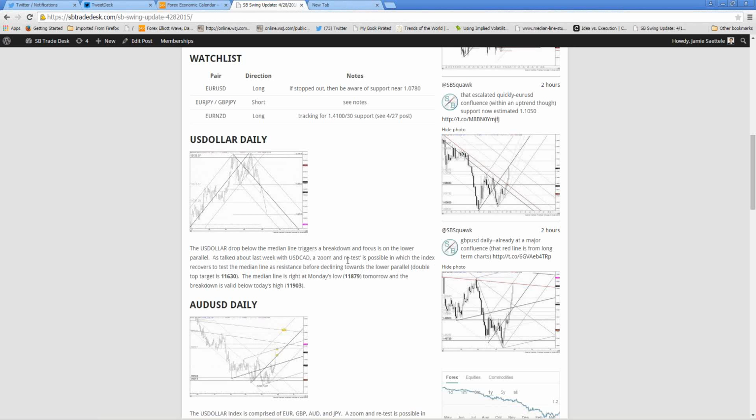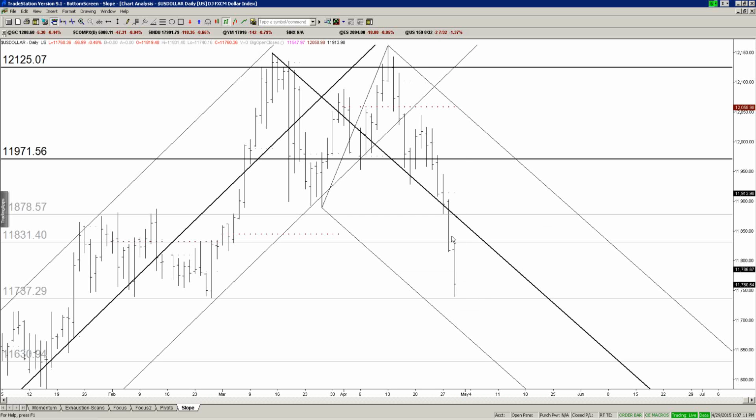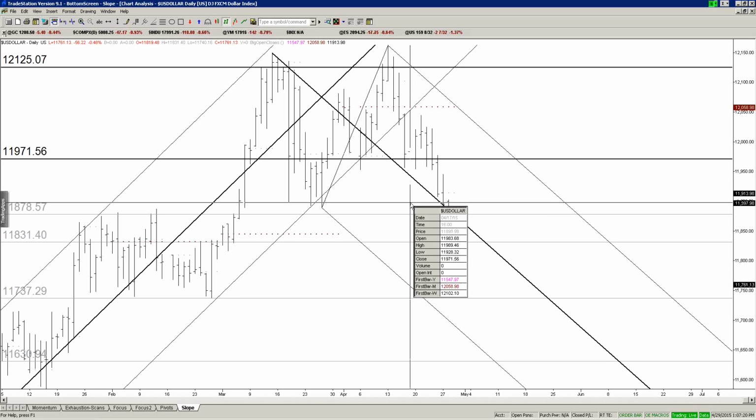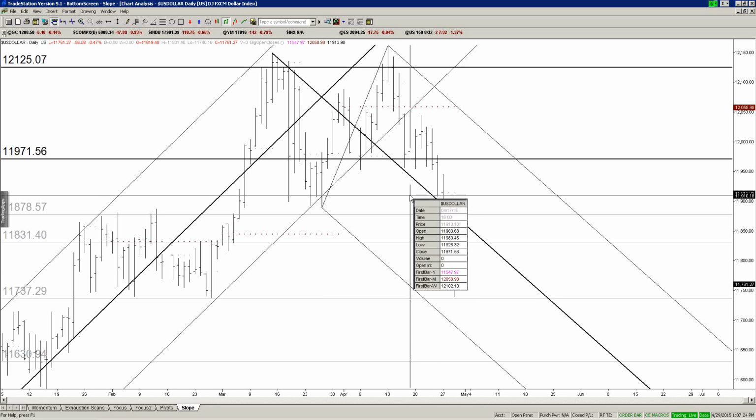Last week with dollar CAD, we had the zoom and retest. I'm going to start just calling it a ZRT rather than writing it out, so you know what I'm talking about. But the ZRT is, you get that decline below the median line, right? And it's especially useful when it's a median line like this one. It's been touched a lot and was support, okay? And fairly recently it was support, actually, on April 17th.